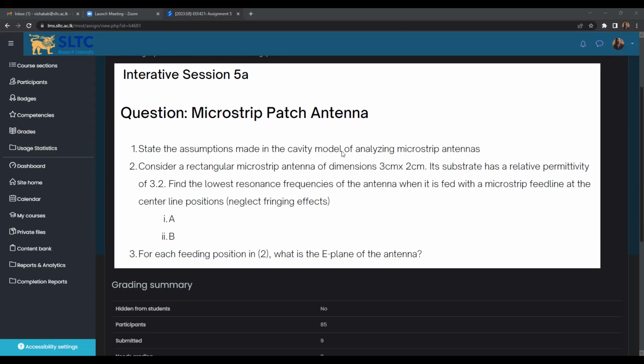Secondly, I have asked this question where you are asked to consider a rectangular microstrip antenna of dimensions 3 centimeters by 2 centimeters. Its substrate has a relative permittivity of 3.2, and the lowest resonant frequency of the antenna, when it's fed with a microstrip feed line at the center line positions, needs to be found. So you need to first consider the mode in which the patch antenna is working.